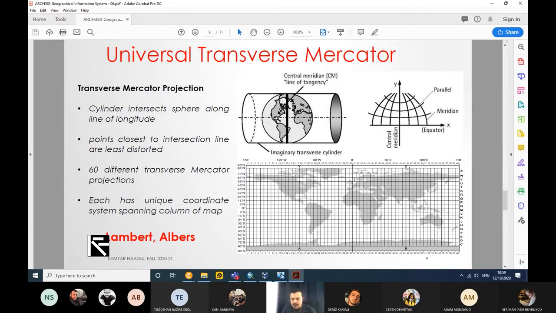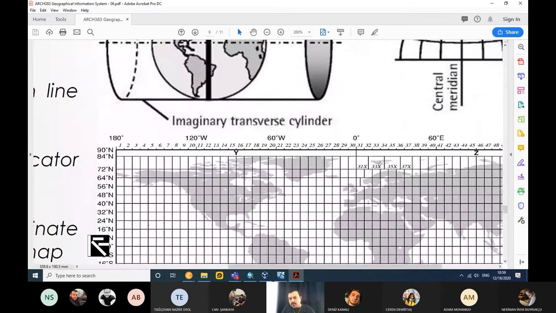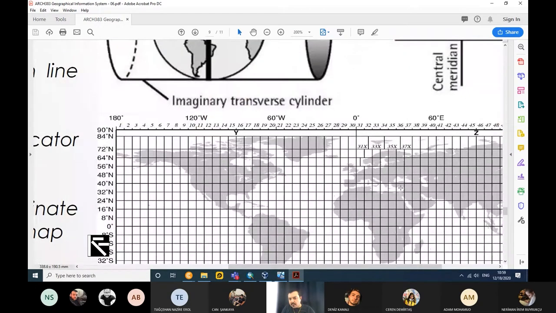Imagine we will try to address Cyprus. Cyprus is almost located here in the Mediterranean Sea. As you can see, let's try to zoom in a bit on it. If this is the Cyprus island, if I just follow the direction, it is located in zone 36.